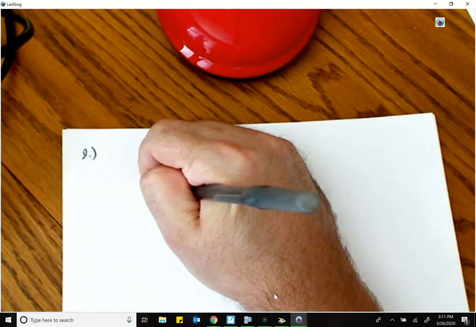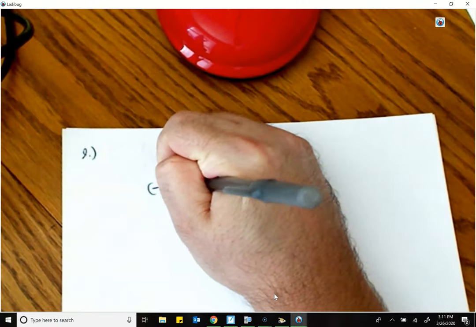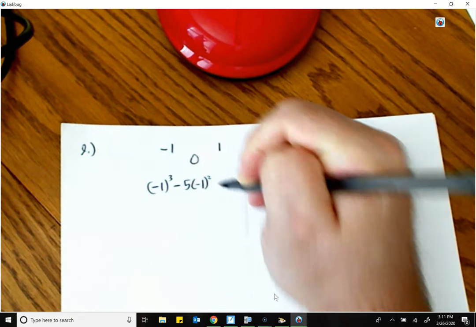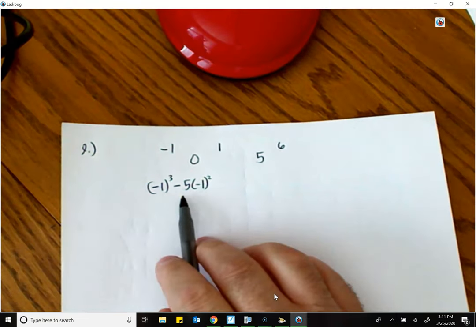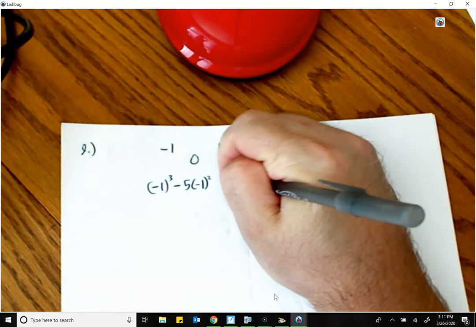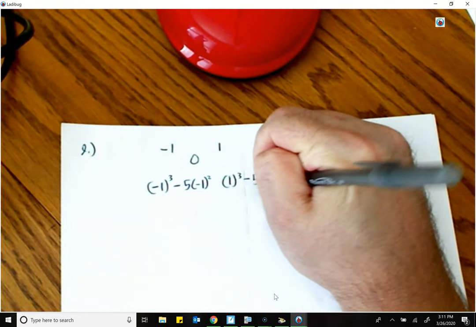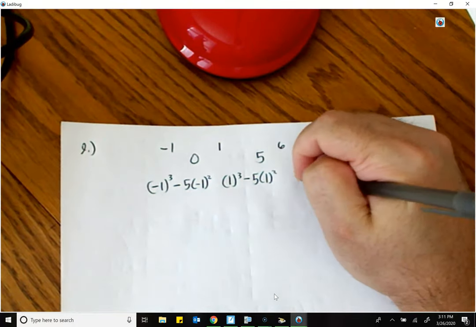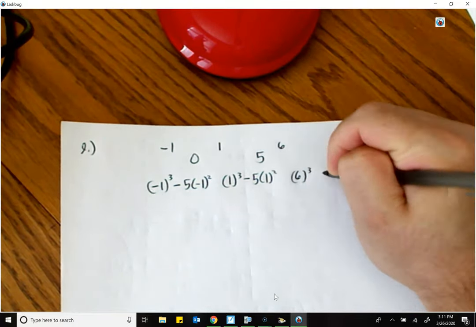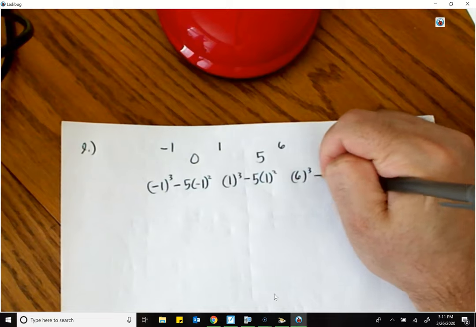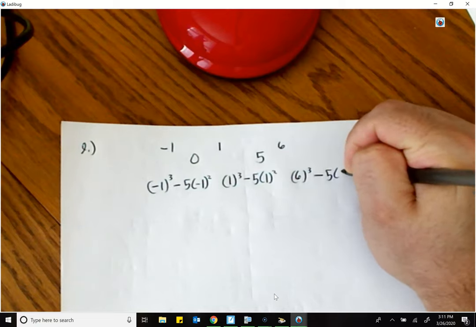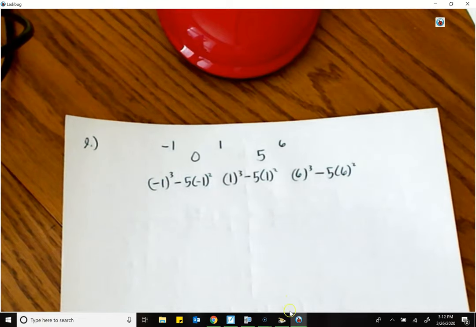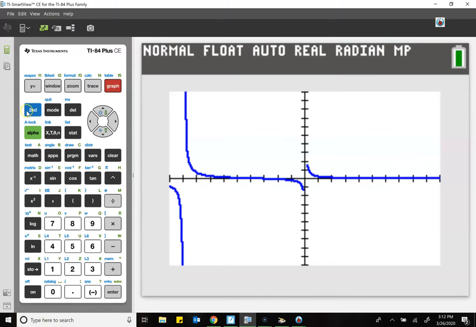So when I take negative 1 and plug it in, I want to know, is this answer positive or negative? When I take the positive 1 and plug it in, I want to know, is this answer positive or negative? And when I take the 6 and plug it in, all I care about is whether this answer is positive or negative. Okay? So we go to our calculator.